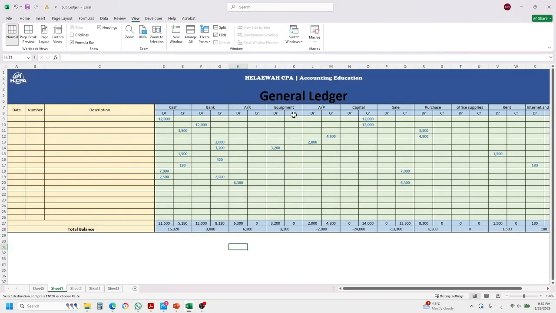In the next lesson, we're gonna move forward and talk about accounts receivable.